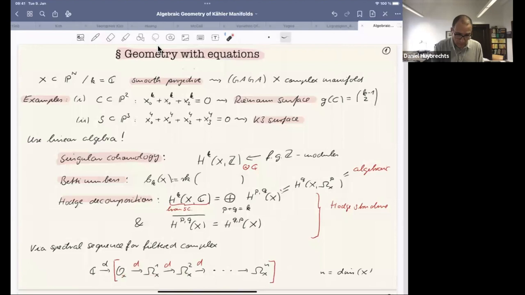Over the complex numbers, it has this additional property, namely that by the Poincaré lemma, this complex is exact, and the kernel of this first differential is the constant sheaf of complex numbers. Simply because if you have a function and its differential is zero, that means it's a locally constant function. It's a constant function locally, and so this complex here is an exact complex.